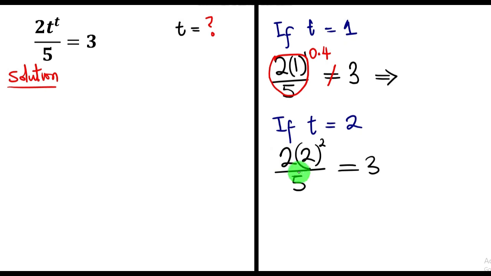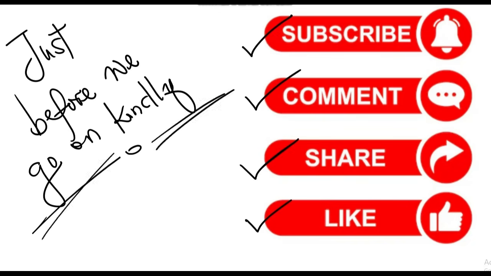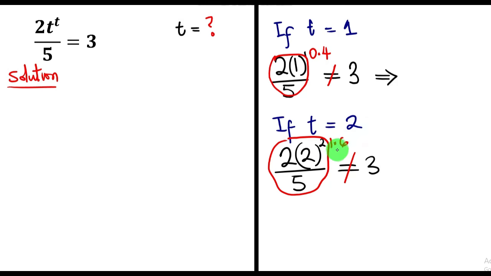Then 8 divided by 5, that is going to give me 1.6. The whole of the left hand side here is just 1.6. Of course, it is obvious that 1.6 is not equal to 3. So what does that mean? Whatever the value of t I'm going to get at the end of solving this question, it can never be 2. Because when we assume that t is equal to 2, what we got is 1.6, which is not equal to 3.